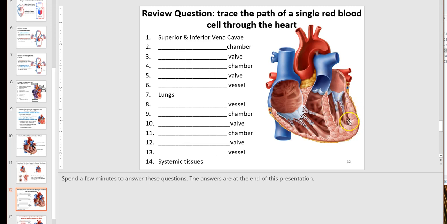It enters this chamber then, number 11. What's the name of that chamber? Then it crosses this little tiny valve. Well, I mean, it's not that small, but because of the picture, it looks small. It crosses this valve to something semilunar valve, or number 12. And then the red blood cell will go out the vessel here, which is called the what? And then it goes to the systemic tissues.